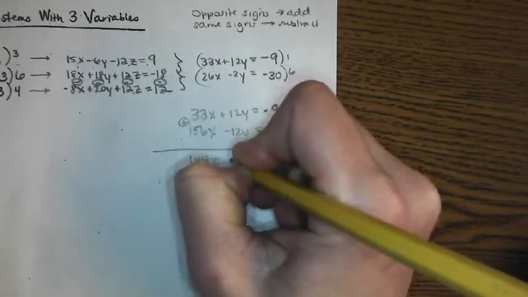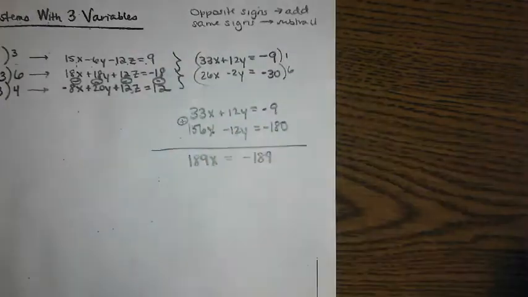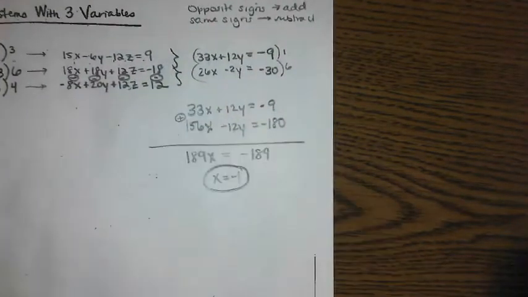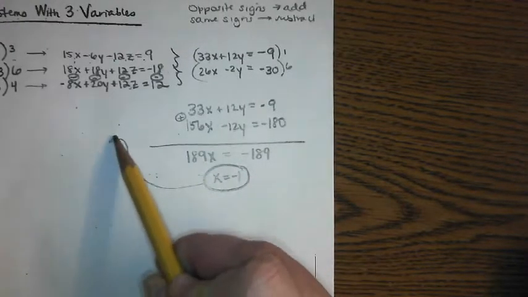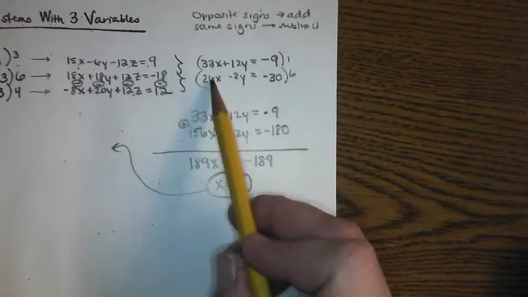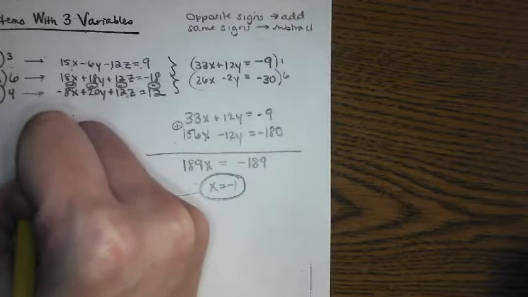189x equals negative 189. So that works out nice. X equals negative 1. Then it's just a domino effect backwards. So then I would go back, and in one of these previous equations with just x's and y's, I now know that x is negative 1.